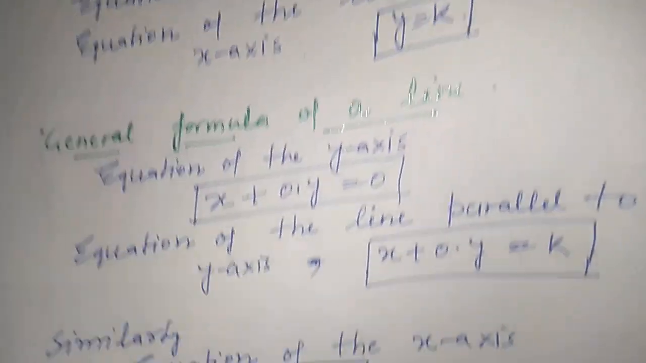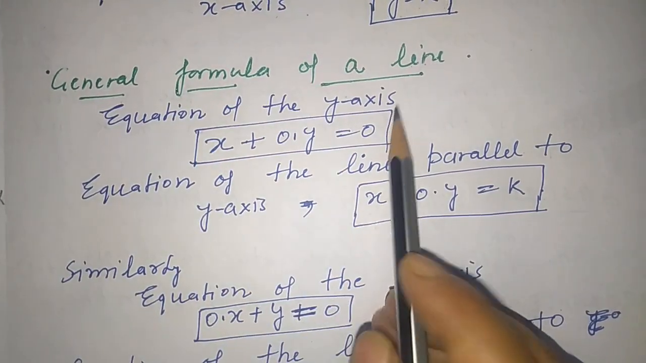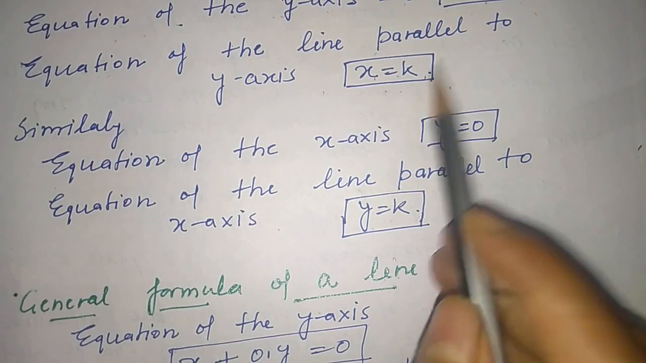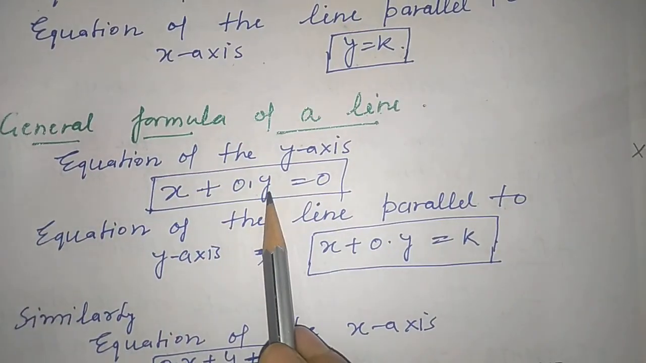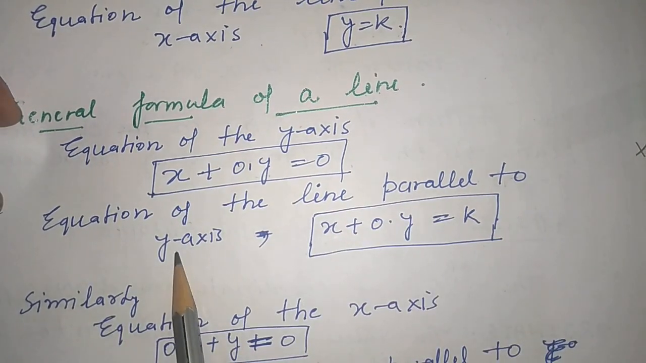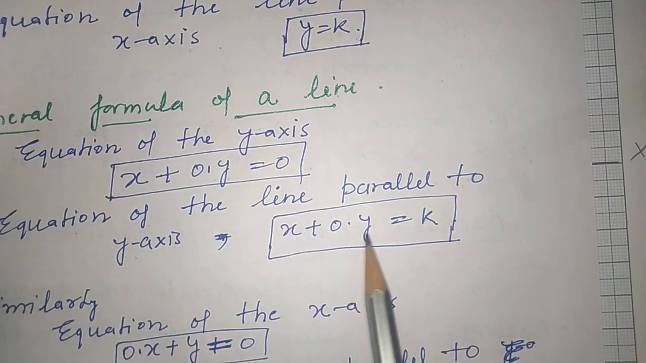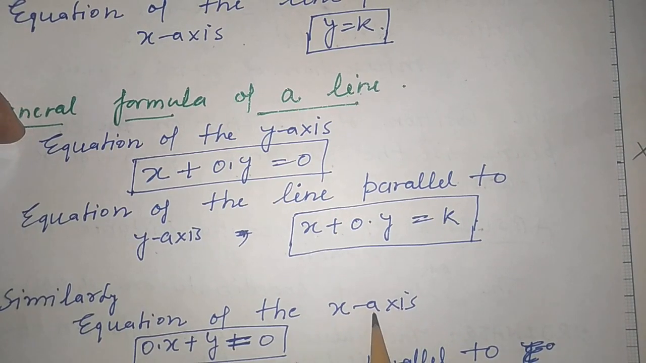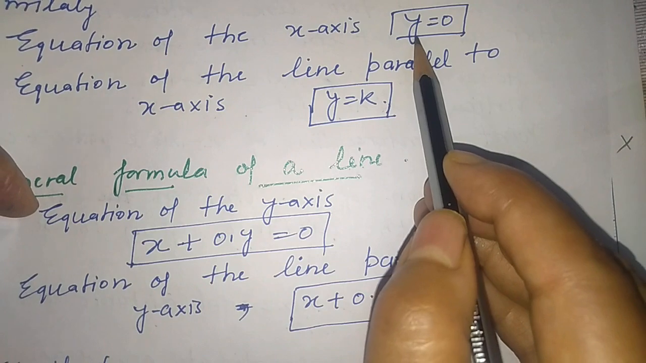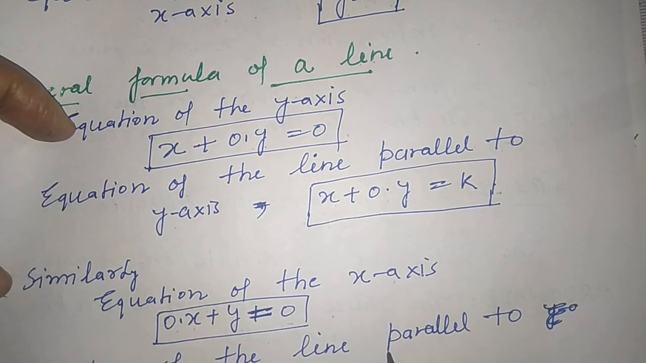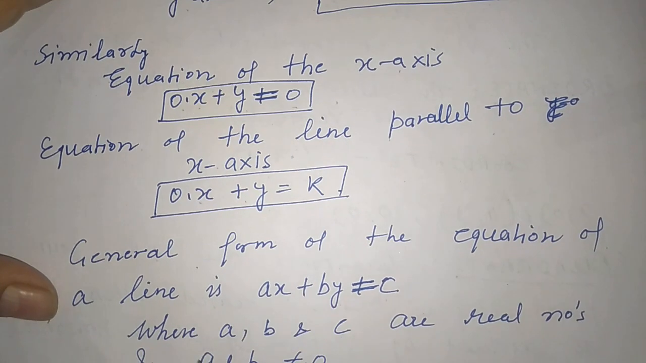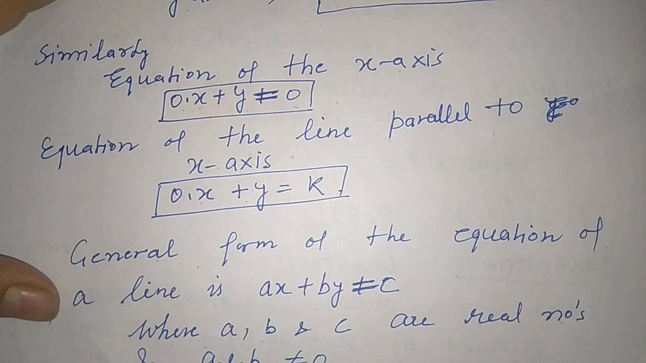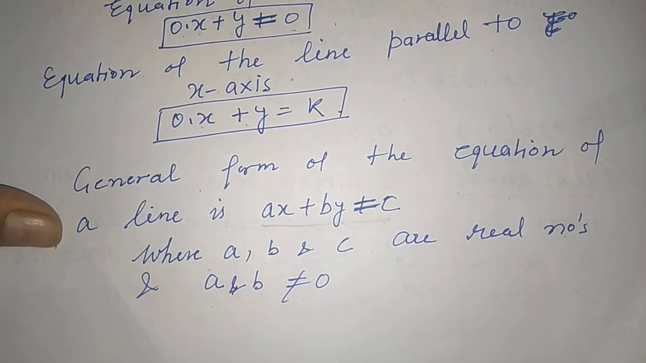So what will be the general formula of a line? The equation of the y-axis is x plus 0 into y equals 0, since y is not there. A line parallel to the y-axis is x plus 0 into y equals k. Similarly for the x-axis, y equals 0 but x is not there, so 0 into x plus y equals 0. A line parallel to the x-axis is 0 into x plus y equals k. So the general form is ax plus by equals c, where a, b and c are real numbers, and a and b should not both be 0. This is the general form of a line.